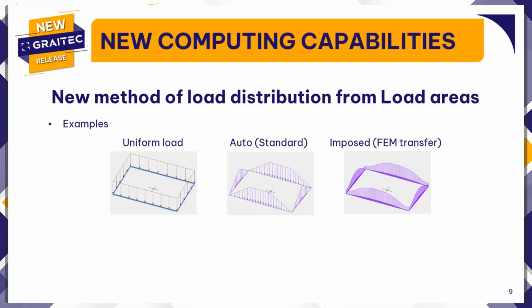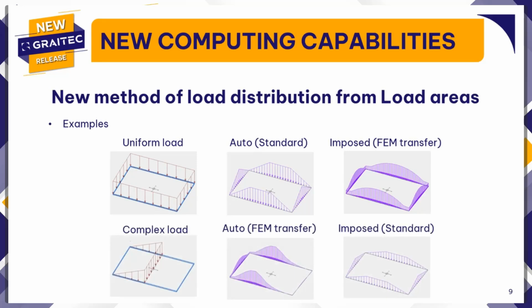But in the case when the load is more complex, has a variable value, or is applied only on a part of the load area, the automatic method will choose a new transfer method, and we will see that it's close to the real distribution. While if you impose the standard failure lines method with averaging turned on, it gives us an inaccurate approximation of the load distribution. That's why for complex load shapes, it's always better to either use the auto or impose the frame transfer method.